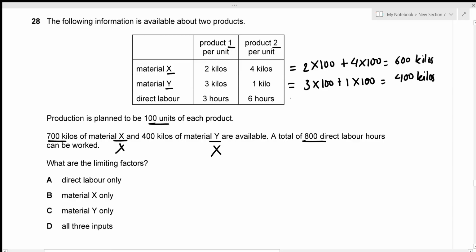The last one we have is direct labor. So that's going to be 3 into 100 plus 6 into 100, which is 900 hours. And the total direct labor hour available is only 800, which means that the available direct labor hours is less than what we actually require. This suggests that the limiting factor is only going to be the direct labor hour, which is given in option A.